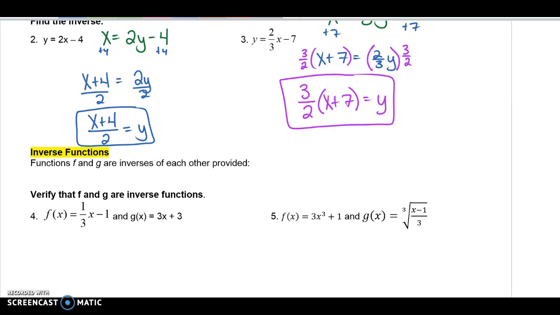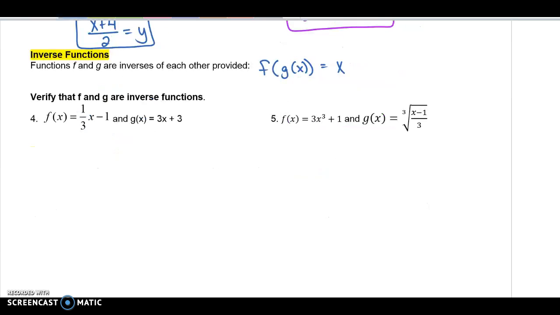If we have two functions f and g, they are inverses of each other provided that f of g of x equals x. These two functions need to undo each other. Number 4 says, verify that f and g are inverse functions. To verify that they are inverse functions, we do f of g of x.